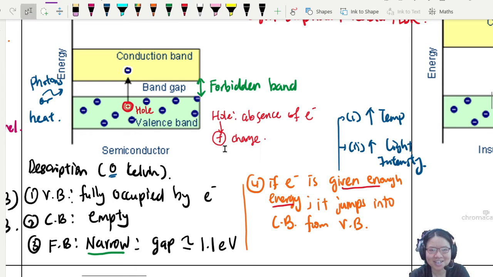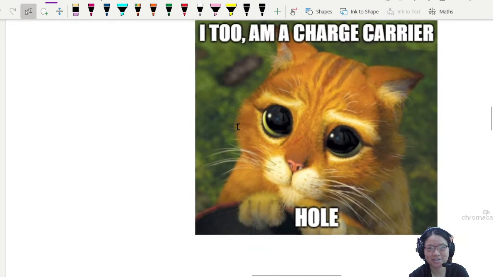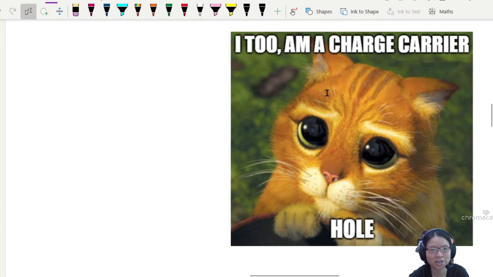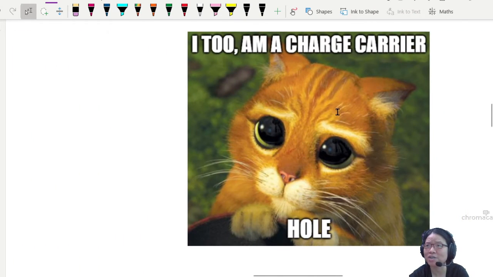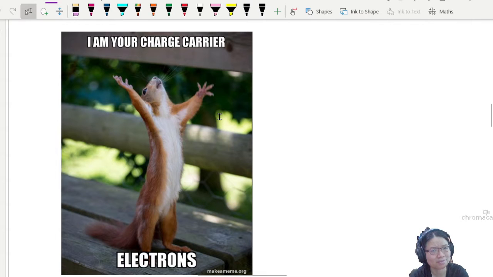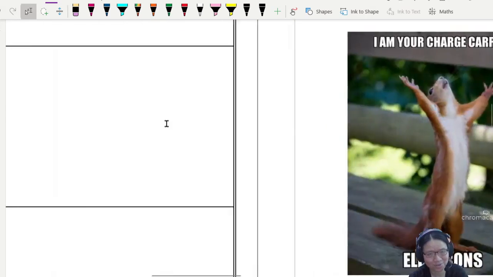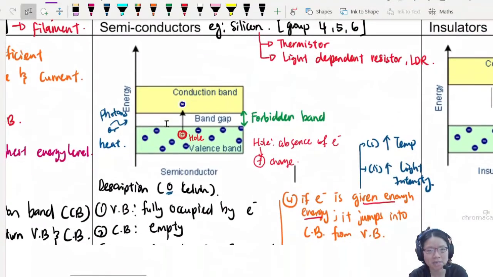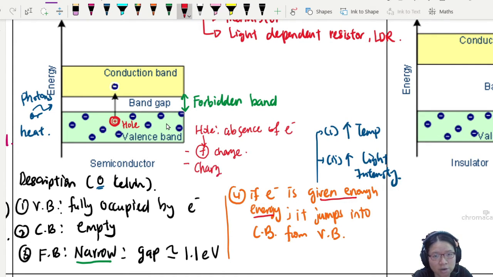And of course, you may be thinking, is hole a charge carrier? I'm glad you asked, because the hole is like, hey, don't forget about me. I'm also a charge carrier. I mean, my brother, the electron, is more showy, and he moves around a lot like a squirrel. But I too am a charge carrier, says the hole. Okay, so the holes are also charge carriers, right? Suddenly now you have two charge carriers. You have the hole, which is positively charged, which is now your charge carrier.